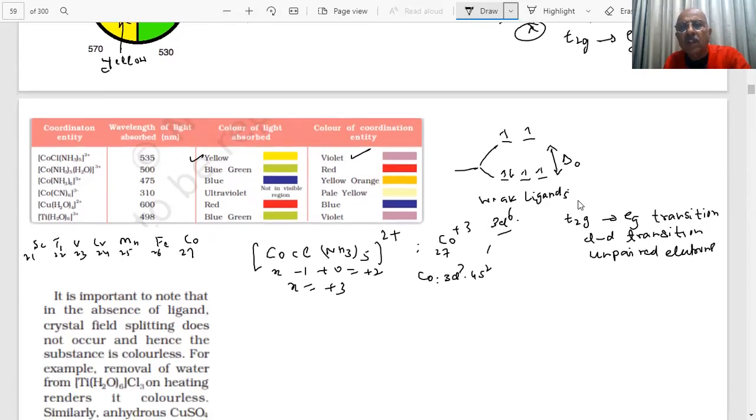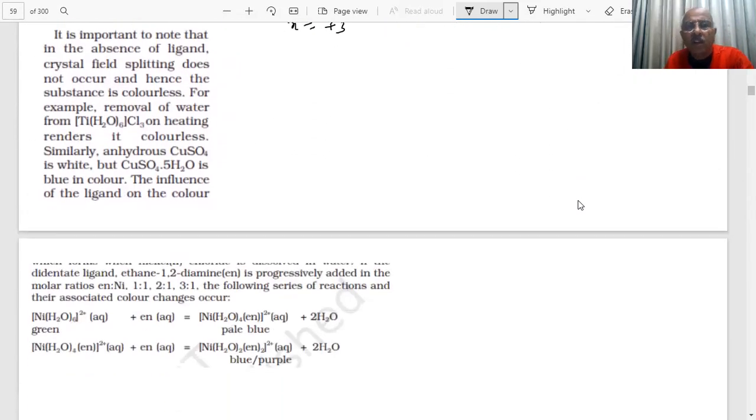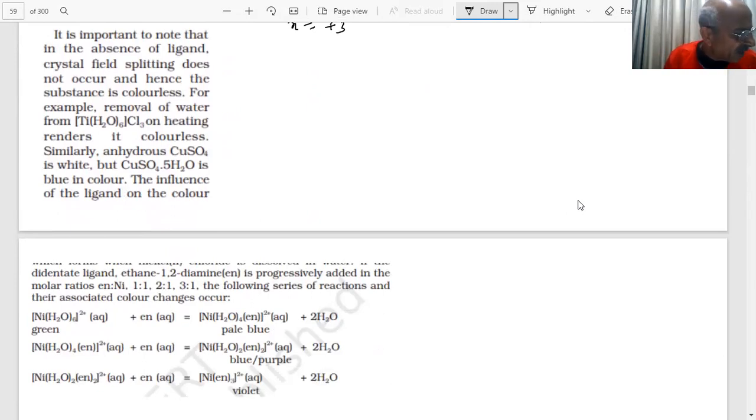So students, color can be explained. Wherever there will be splitting of d orbitals, wherever there will be unpaired electrons, they will show color. They will be colored compounds, and we can easily explain the color of these compounds, wherever such possibilities are there.